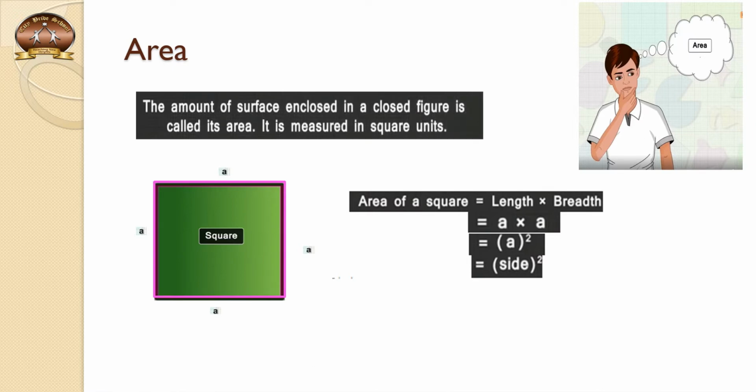The amount of surface enclosed in a closed figure is called its area. It is always measured in square units. Let us now find the formula for some of the figures. Let us take the first figure, that is square. Area of a square is given by length into breadth, but you know that in a square all the sides are equal, so it will be A into A, that is A square or side square.